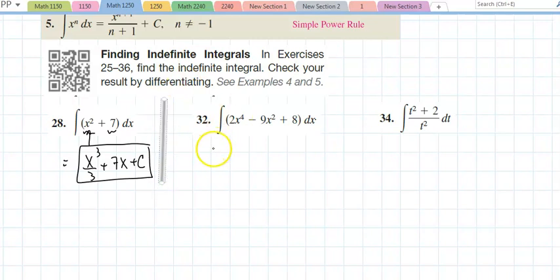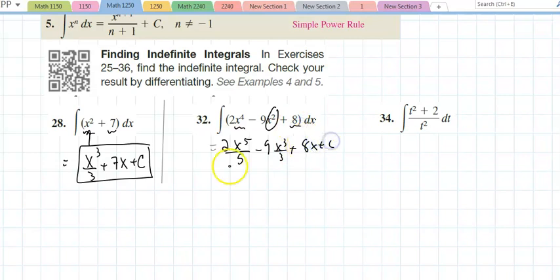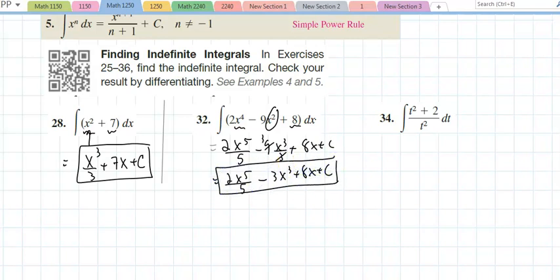And if you look at number 32, that would be the 2 you ignore, add 1 to the power, divide by that, the 9 you ignore, add 1 to the power, divide by that, and the 8 must have been an 8x plus c, and you need to simplify that a bit. 3 divides 9 3 times, and on any problem, if you take a derivative of the final answer, you should get this.